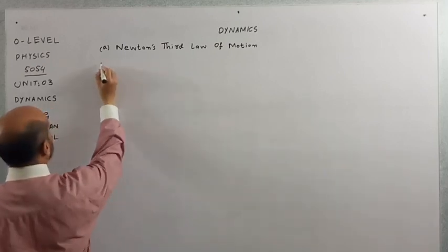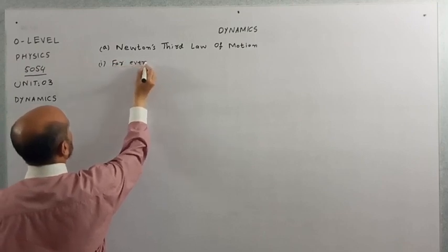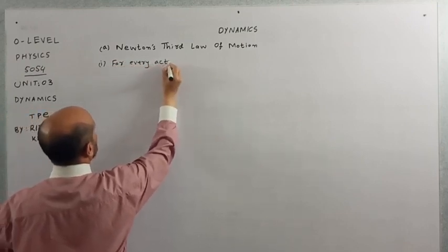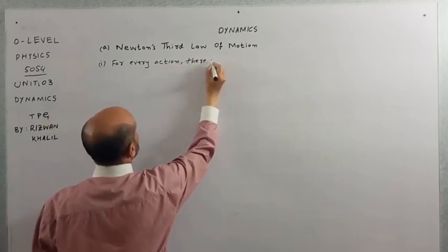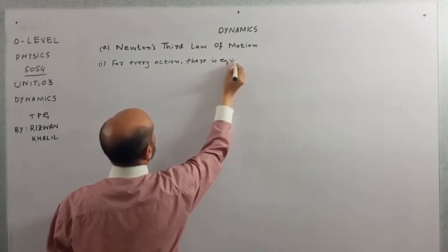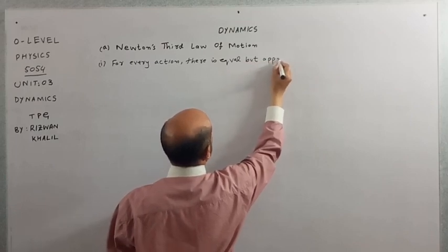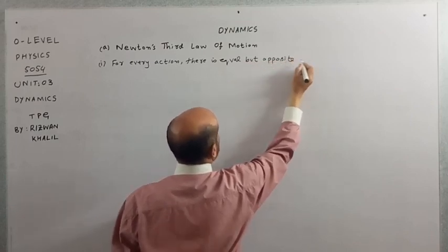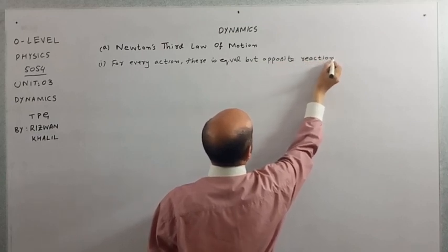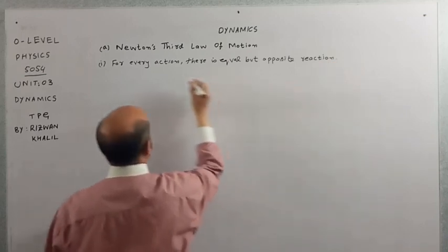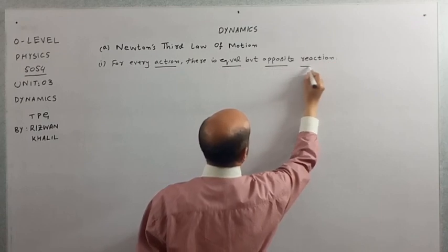Number 1: for every action there is equal but opposite reaction. For every action there is equal but opposite reaction.